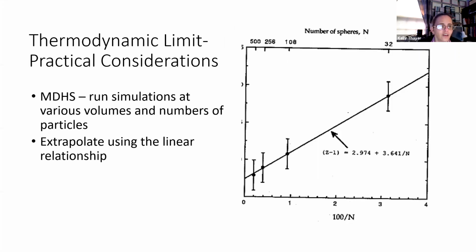Fun fact. The thermodynamic limit in practical considerations can be done by, as we said, running things for smaller n's than actually there are. This uses a linear fit to the results that one gets in a simulation, and then we can extrapolate out to the number of particles of interest using that linear relationship.